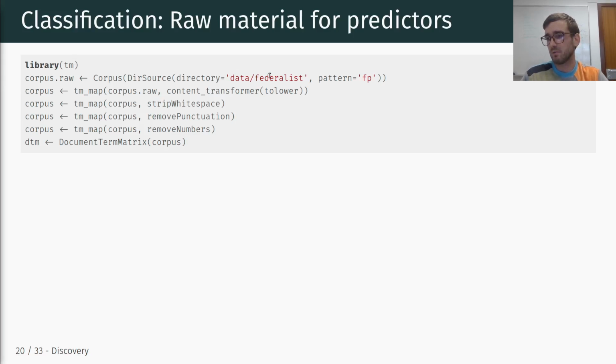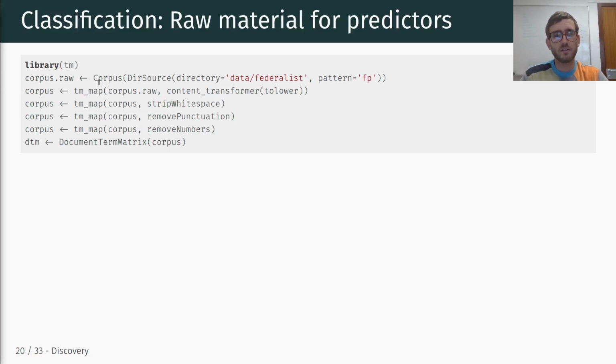The first thing we're going to do here is load a set of documents that are in the Federalist folder, and all the individual files have this pattern FP, so the file name contains FP as a pattern. Okay, so all these are loaded and turned into a corpus. A corpus is just this collection of documents that we're going to work with.